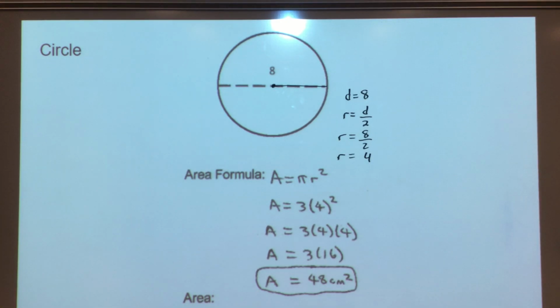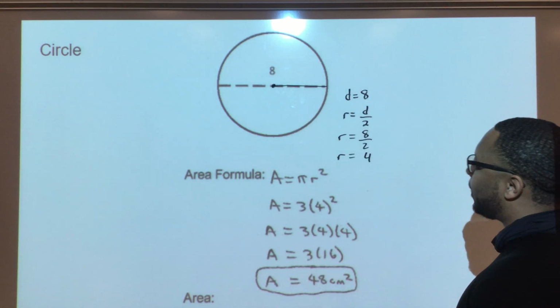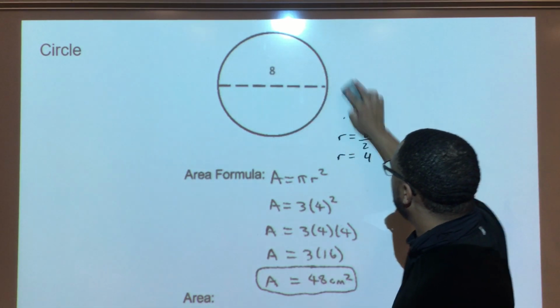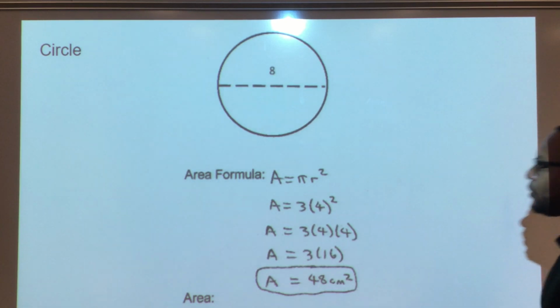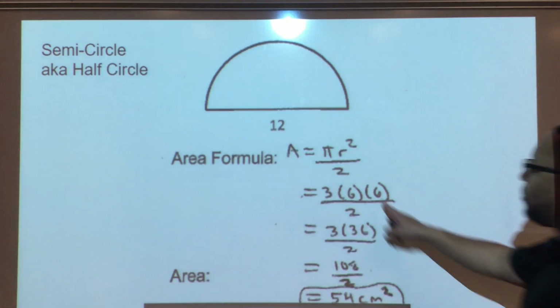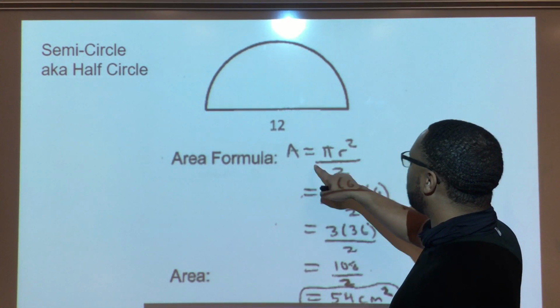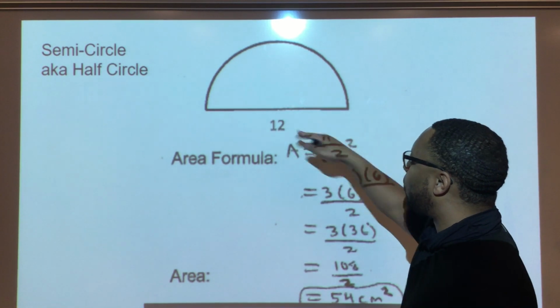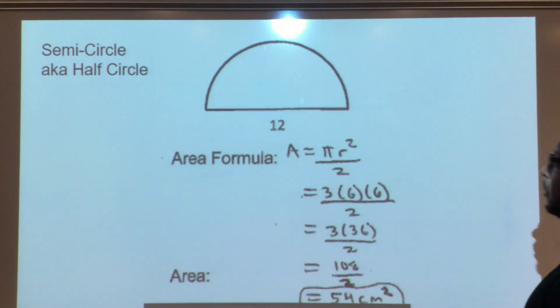Again, for this lesson, we're going to use 3 for pi, because knowing how to estimate is a very important tool. So we talked about the full circle, and now we're going to look at the semicircle or the half circle, which, as you guessed, in order to find the area of half a circle, you just divide it by 2. You write the formula for a full circle, and then you divide it by 2 because it's only half of the circle, and you follow the same cues.